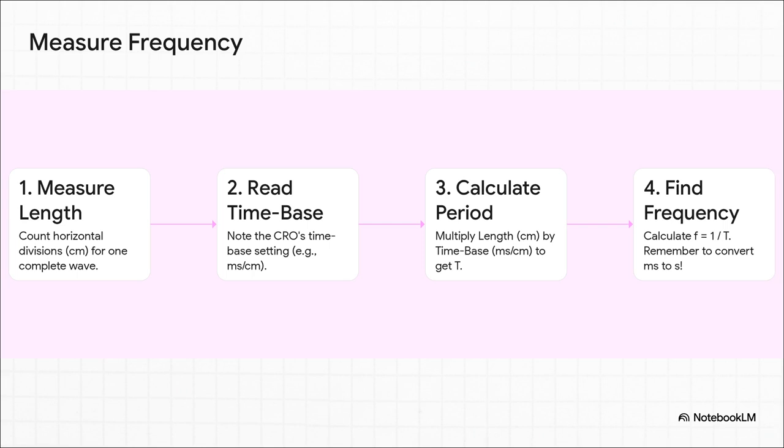Step 3, multiply those two numbers together. That gives you the period, T. And finally, step 4, just calculate the frequency, which is 1 divided by T. And a super important tip, always remember to convert milliseconds into seconds before you do that last step.